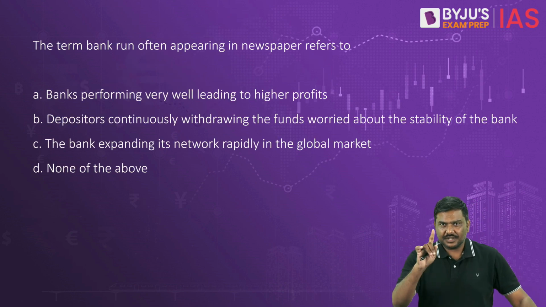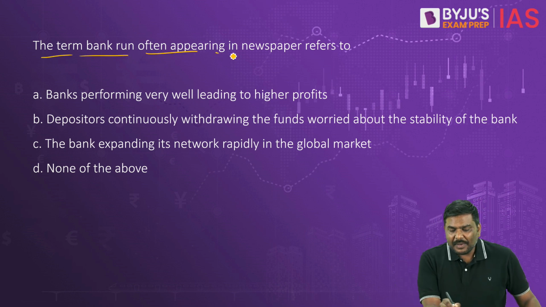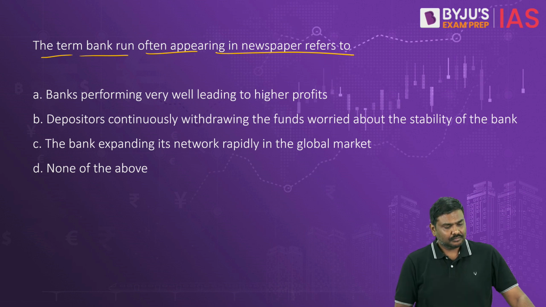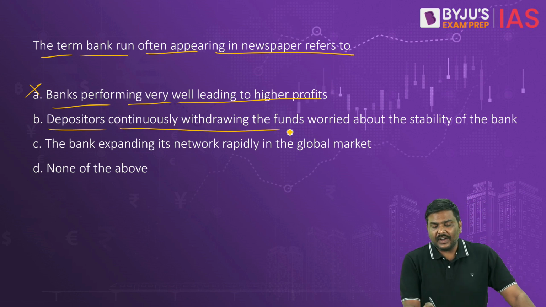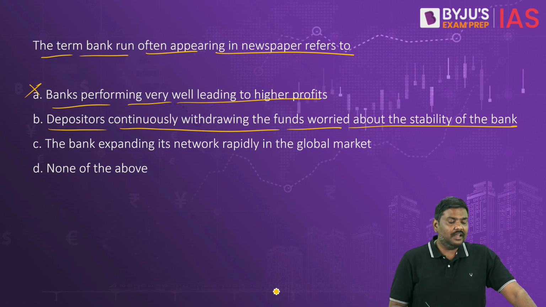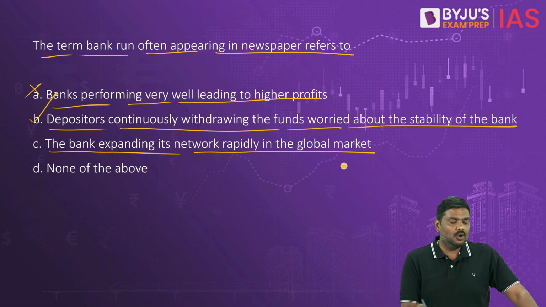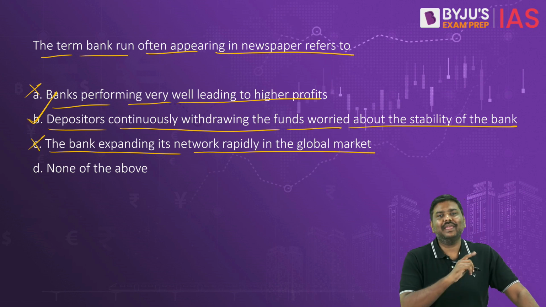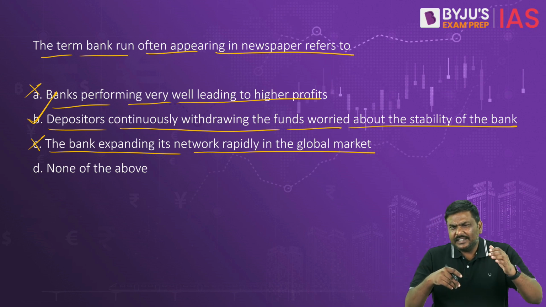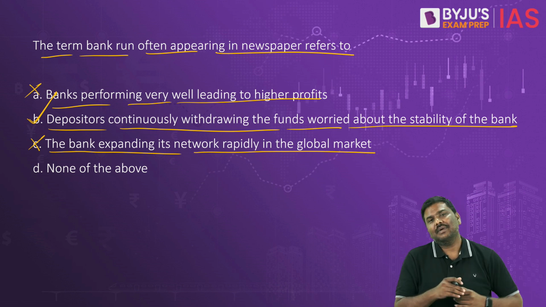Now, based on this discussion, I have one MCQ. The term bank run, often appearing in the newspaper, refers to what? The banks performing very well, leading to higher profits? No. Depositors continuously withdrawing the funds, worried about the stability of the bank? Yes. The bank expanding its network rapidly in the global market? No. So the right option to the question is option B here. That is, the depositors continuously start withdrawing the funds, being worried about the stability of the bank.